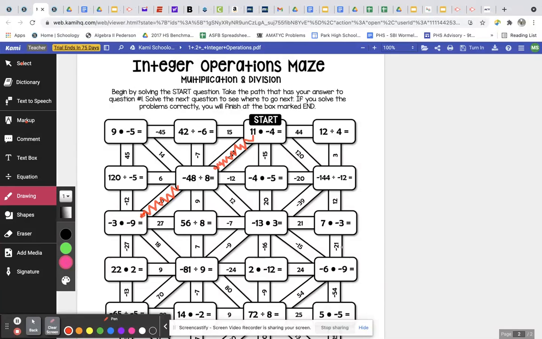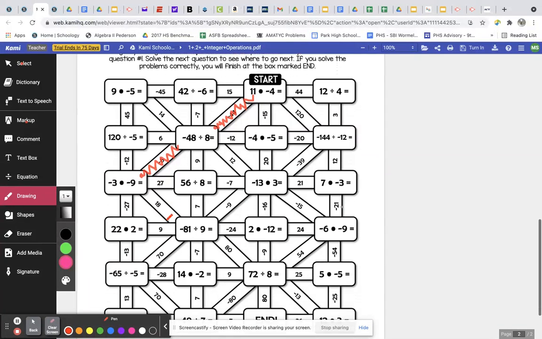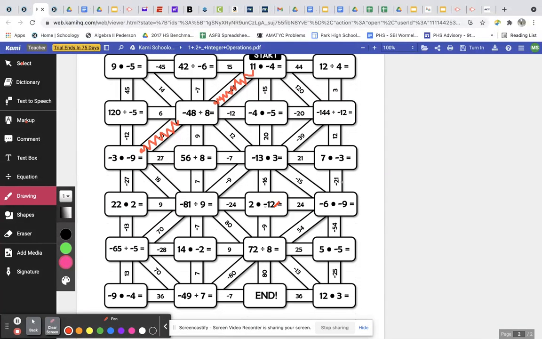Then you can continue all the way down the line right here and over until you get to the end. I want you to do that and submit it. Take about 10 to 15 minutes to complete it, and then submit it into Schoology for me. That should be it.